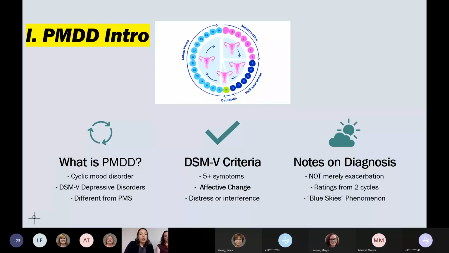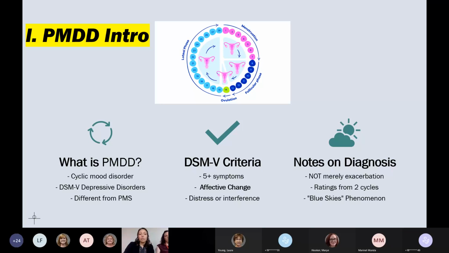Okay. So just some background on what is PMDD. It's a complex, often disabling mood disorder that affects women of reproductive age, characterized by severe physical, psychological, and behavioral symptoms that occur cyclically and then remit following the onset of menses. So the criteria are the cyclic nature and then the inclusion of psychological, behavioral, and physical symptoms.